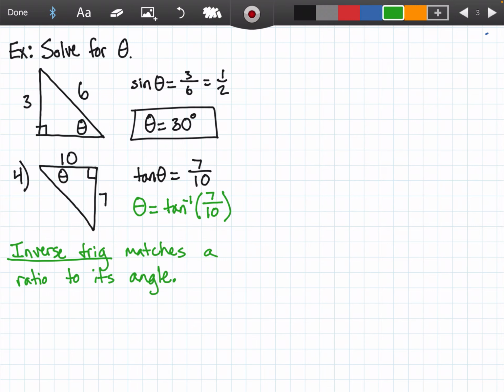And where would you find this on your calculator? Well, if you look above the tangent button, you will see a little option for tan inverse. So you're just going to need to hit second and then tangent on the calculator. So I go ahead and type that in, tan inverse of 7 divided by 10. Hit enter, and I get 34.99 degrees.